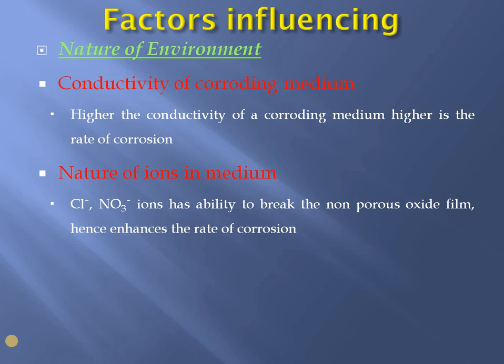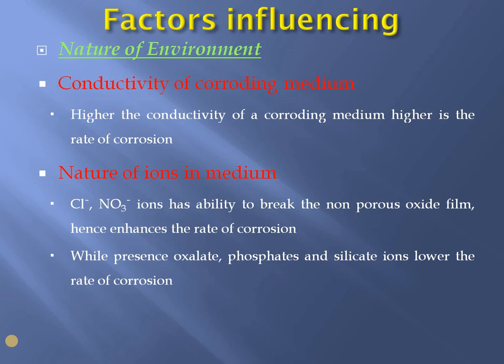The ions like chloride ions and nitrate ions have the ability to break the non-porous oxide film, which enhances the rate of corrosion, while ions like oxalate, phosphate, silicate ions lower the rate of corrosion, as they form a protective film of these anions on the metal surface.